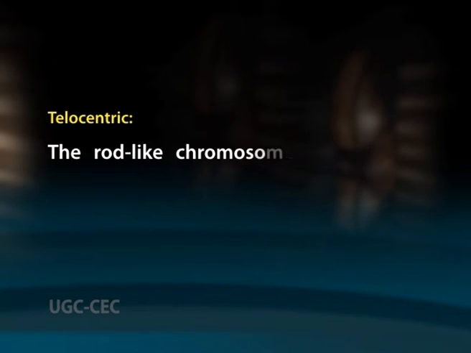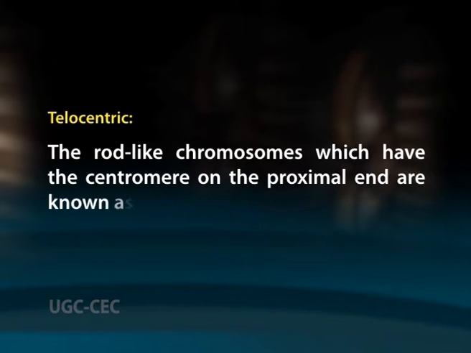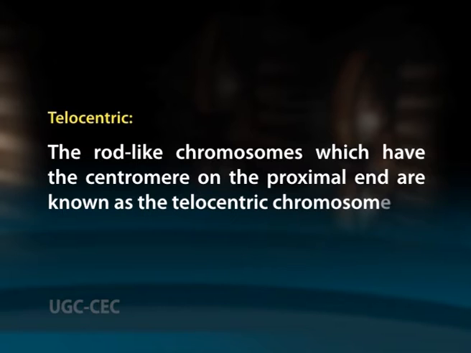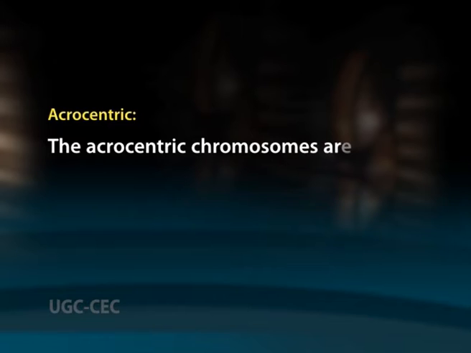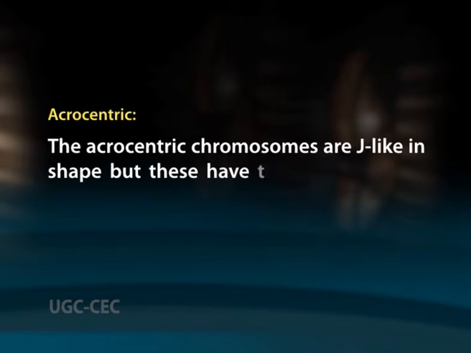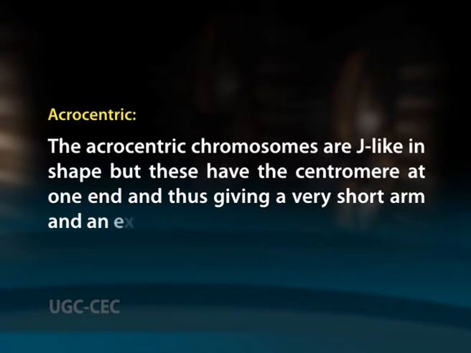The position of the centromere varies from chromosome to chromosome and it provides different shapes to the latter, which are the following. 1. Telocentric. The rod-like chromosomes which have the centromere at the proximal end are known as the telocentric chromosomes. 2. Acrocentric. The acrocentric chromosomes are J-like in shape, but these have the centromere near one end, thus giving a very short arm and an exceptionally long arm.